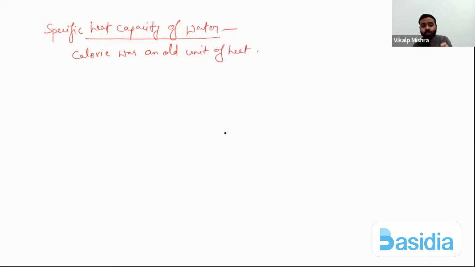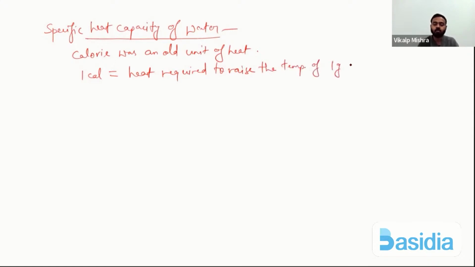That calorie unit, how to convert that calorie unit into joules, is dependent on the specific heat capacity of water. So how do we define 1 calorie? 1 calorie is equal to the heat required to raise the temperature of 1 gram of water by 1 degree Celsius.